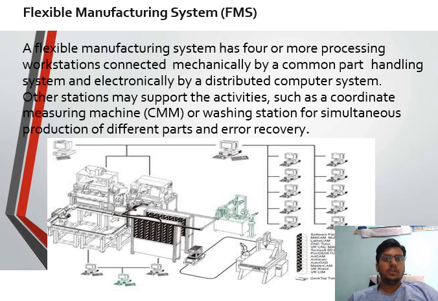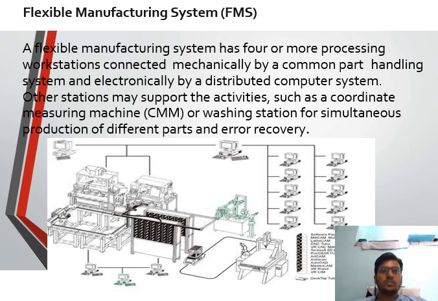Third type is flexible manufacturing system, FMS. So here we can see in the system four or more processing workstations are connected mechanically by a common part handling system and electronically by a distributed computer system. The other stations may support activities such as a coordinate measuring machine and a washing station for simultaneous production of different parts and error recovery.